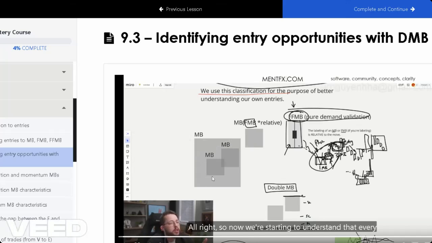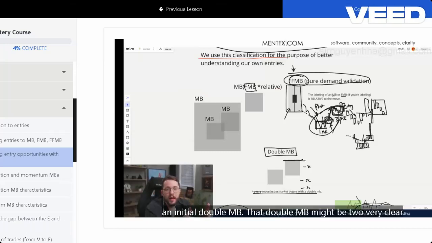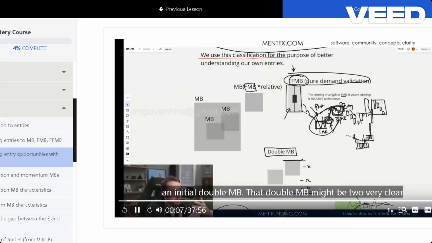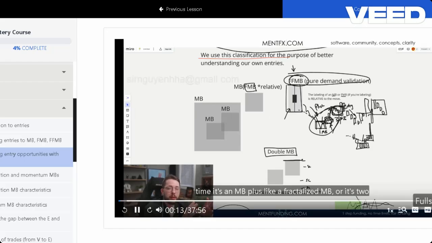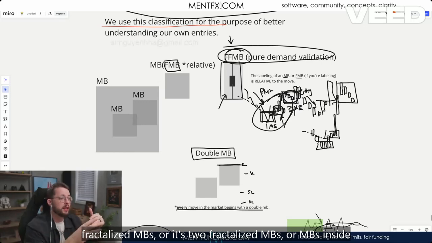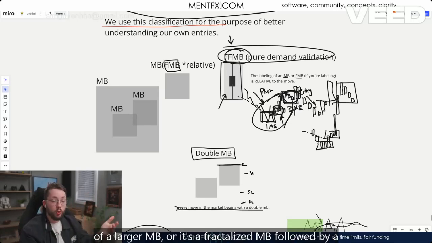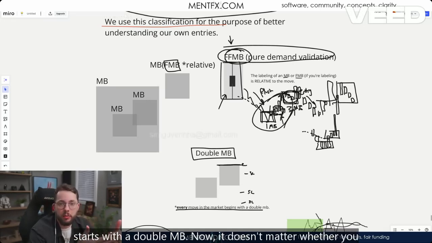All right, so now we're starting to understand that every move in the market, as we've discussed already, is formed by an initial double MB. That double MB might be two very clear MBs, but most of the time it's actually not. Most of the time it's an MB plus a fractalized MB, or it's two fractalized MBs, or MBs inside of a larger MB, or it's a fractalized MB followed by a candle-based MB. But overall, every move in the market starts with a double MB.